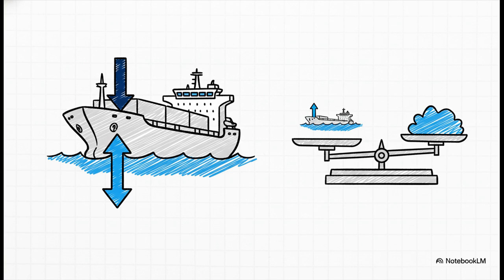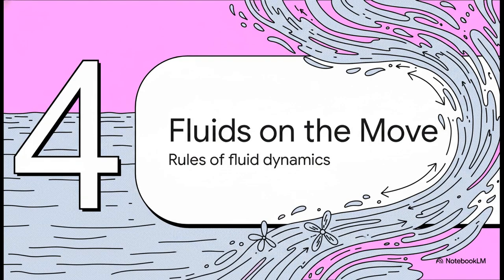This means a floating object pushes aside, or displaces, an amount of fluid that weighs the exact same as the object itself. And that is how a gigantic ship made of steel, which is obviously way denser than water, can float. Its huge hollow shape allows it to displace an enormous weight of water, enough to perfectly balance its own incredible weight. Fantastic. We've pretty much mastered fluids when they're sitting still.